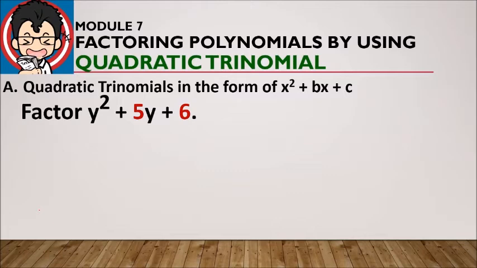Now, for the next part, para makumpleto na natin yung binomials natin o yung factors, the next step is to think of two numbers. Okay? Two numbers na kapag minultiply ninyo, ang sagot ay 6. Pero pag inad naman ninyo, ang sagot ay 5. Any idea?